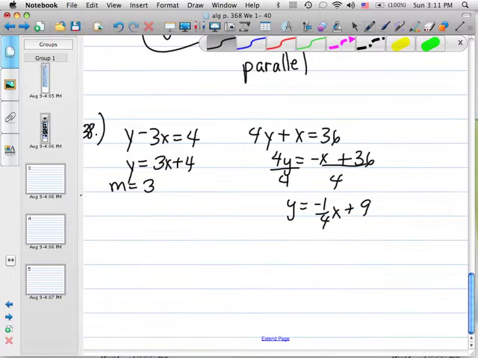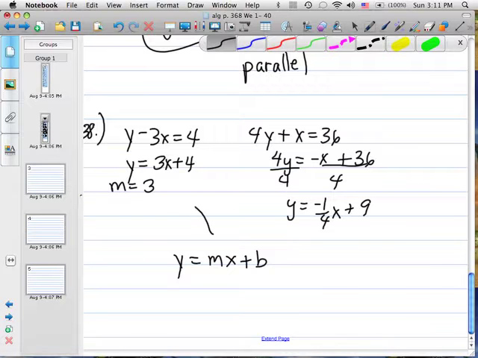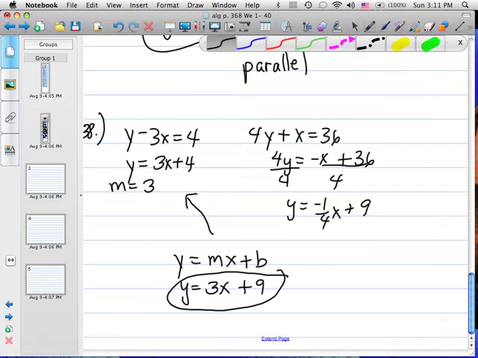So they said write an equation of the line, and we'll just use the slope-intercept form for this. y equals mx plus b. That is parallel to this one, so it has to have a slope of 3, and it has the intercept of the second graph, and the intercept of the second graph was 9. So y equals 3x plus 9.